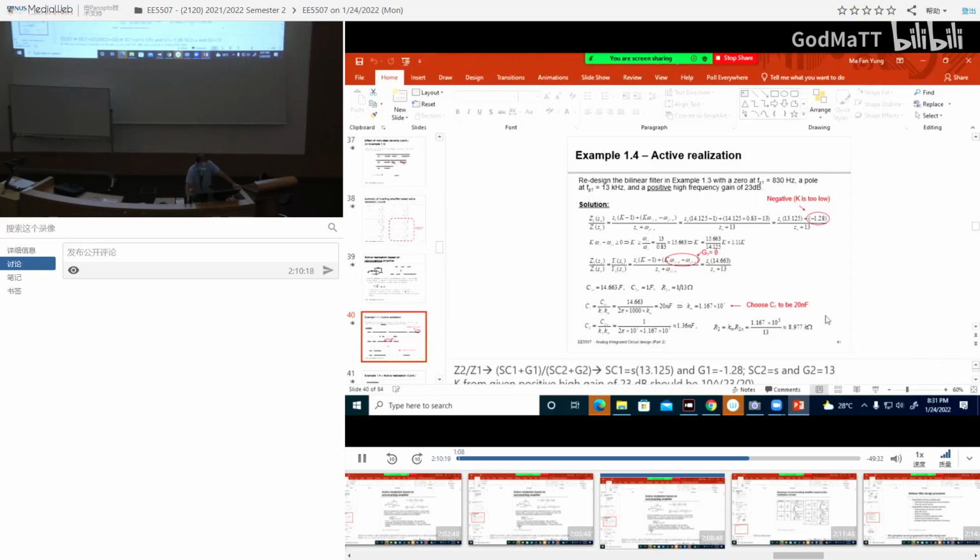Okay, so this one, I think you go back and look at yourself at this example. Basically, we are just going to redesign the bilinear filter, put a zero at a different place. And we want a positive high frequency gain. That means we have to put the zero before the pole, because we want the gain at high frequency.